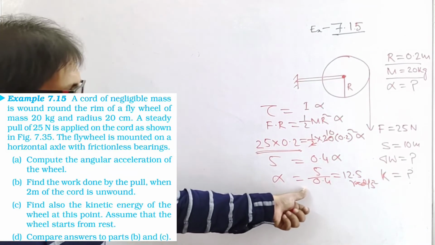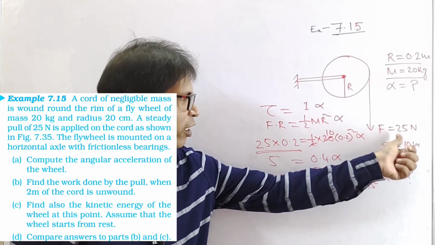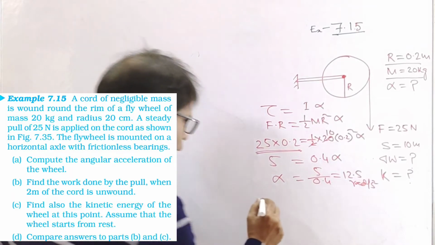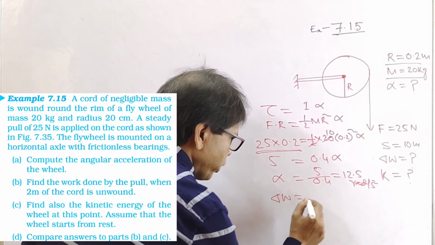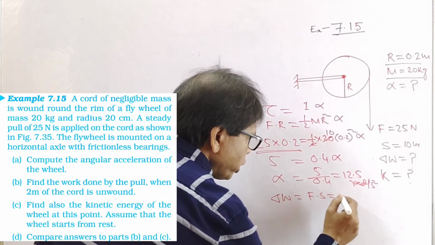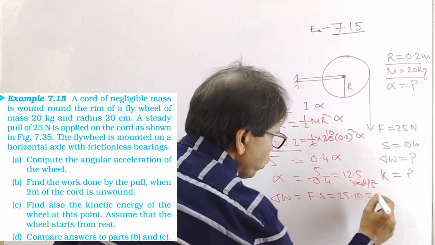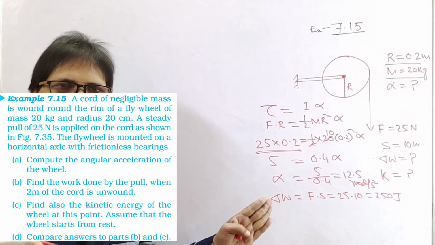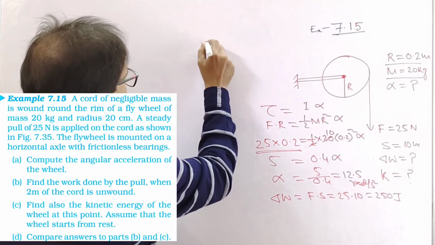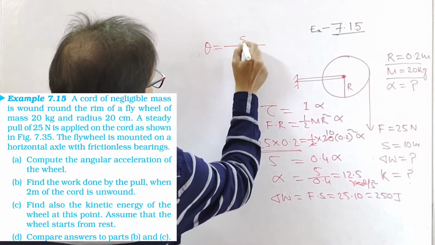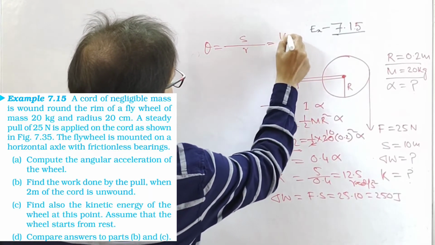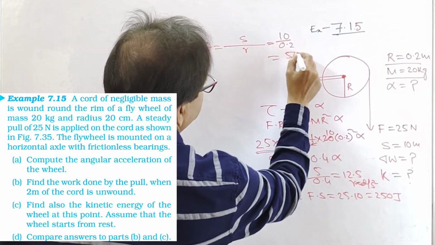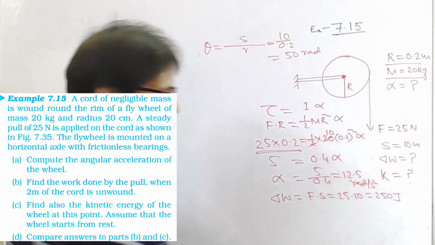Okay, understood? Now next, the work done in pulling the rope by 10 meter. Work done by pulling the rope is W equals F into S. So this is 25 into 10, that is 250 joule, the work done. Now the increase of kinetic energy. The angle of rotation for 10 meter is S by R. Now this is 10 meter and the radius is 0.2. So 50 radian is the angle of rotation.